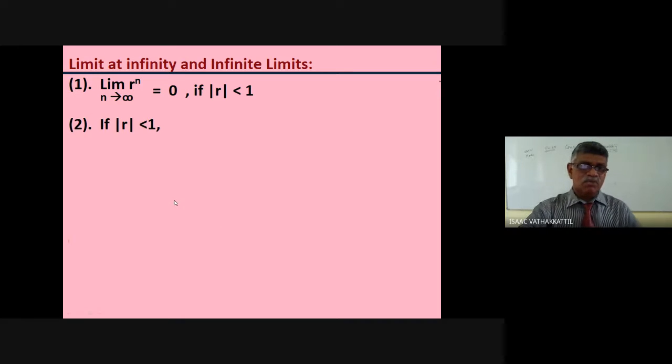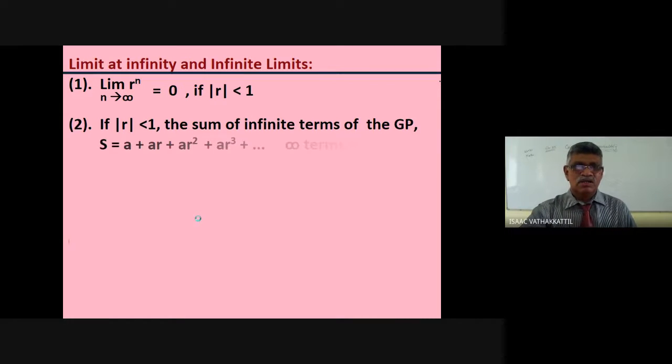Further, one more result: when mod r less than 1, the sum of infinite terms of the GP, that is a plus ar plus ar squared plus dot dot dot infinite terms, under the condition that mod r less than 1. Can you tell? You studied in 11th. It is nothing but a upon 1 minus r.